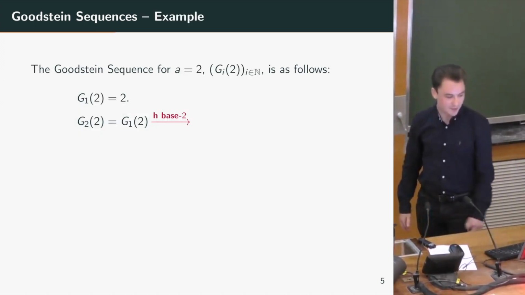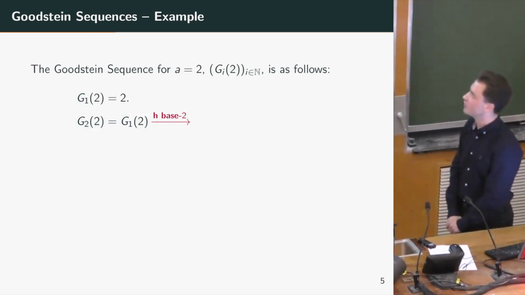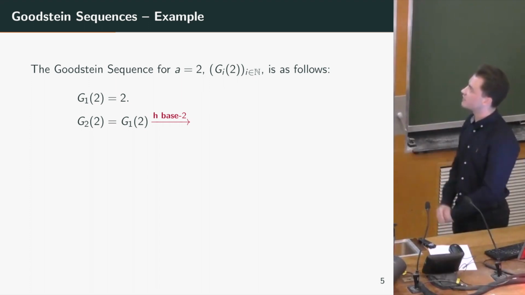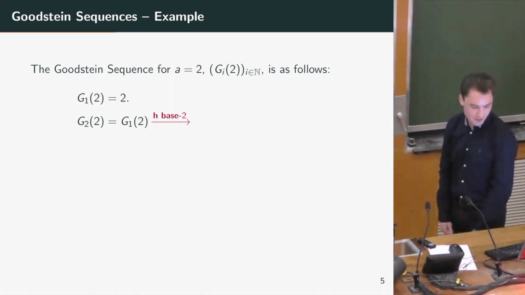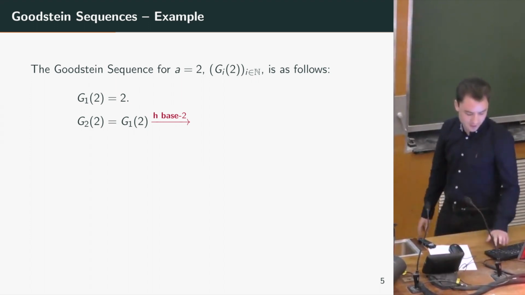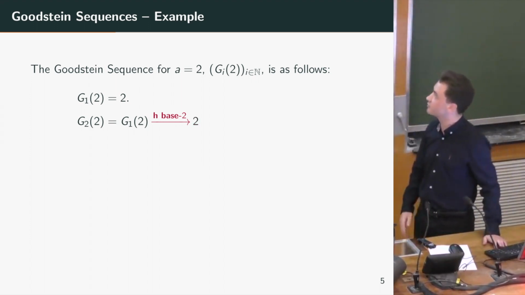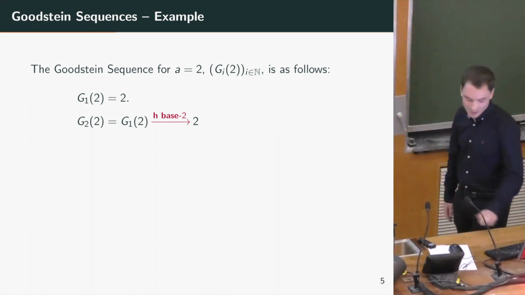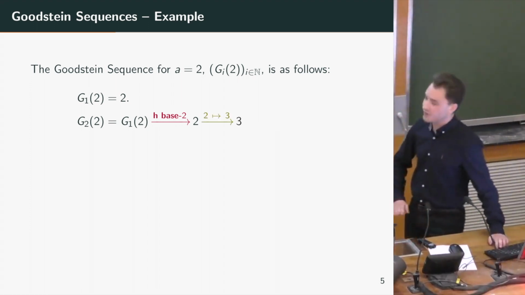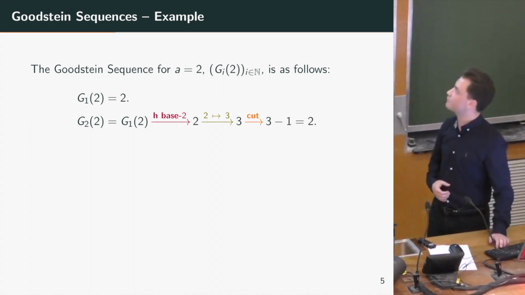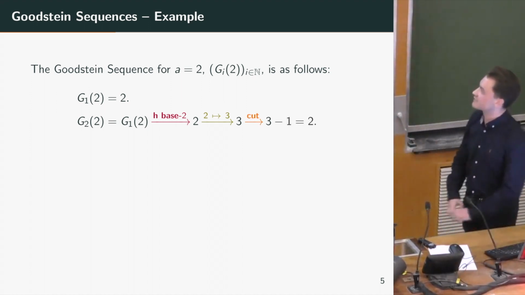So we've got an example here. This is the Goodstein sequence for the number 2. As we said, the first term is always just going to be that first number, so 2. Then to get the second term, we're going to write 2 in hereditary base 2, which of course will just be 2. And then we're going to change that 2 to a 3. And finally, we'll subtract 1 from that result, and we'll get 2 as our second term.